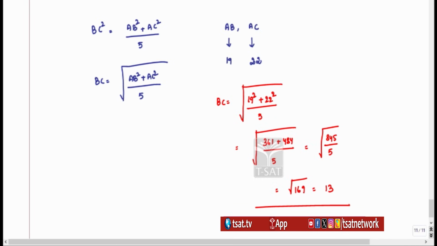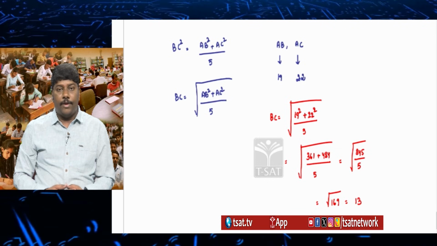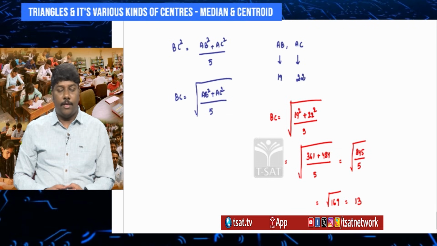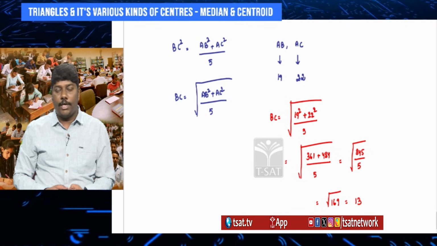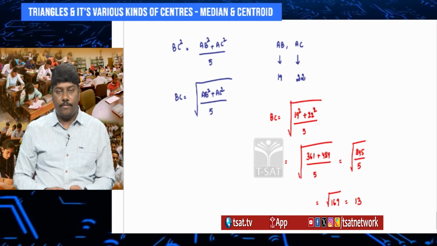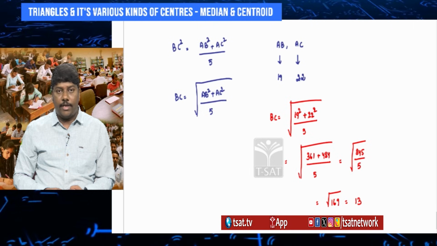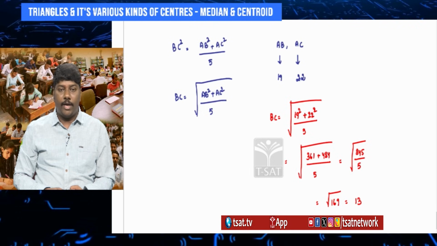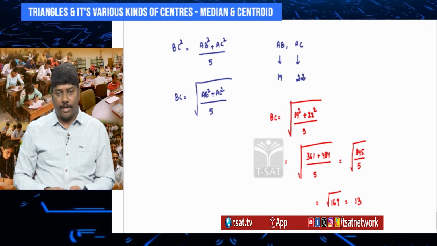So, these are the most important numbers. When in a triangle medians are perpendicular, they may give you two corresponding sides 19, 22. They may ask you for the third side, that is BC is equal to 13. They can give you 19, 22, 13, or else they can give you any multiples of these 19, 22, 13.